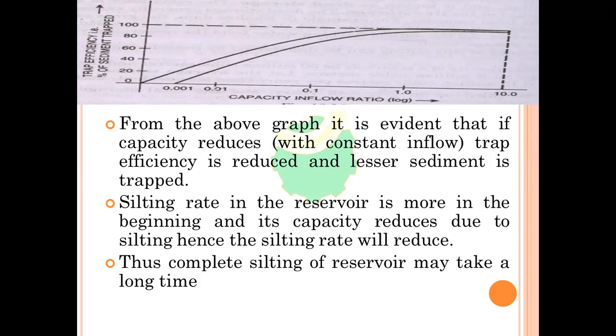For example, a reservoir of 100 TMC capacity is constructed in 2020. The silting is more up to 2030. Up to 2030, 1,000 tons of sediment is deposited in the reservoir.